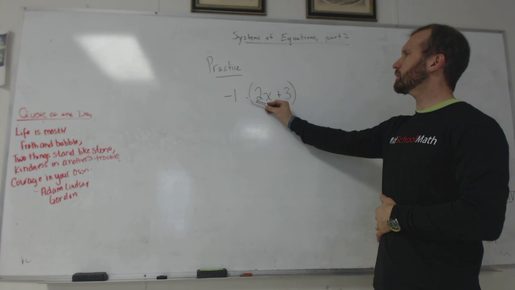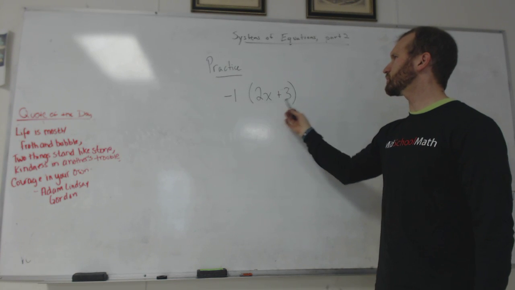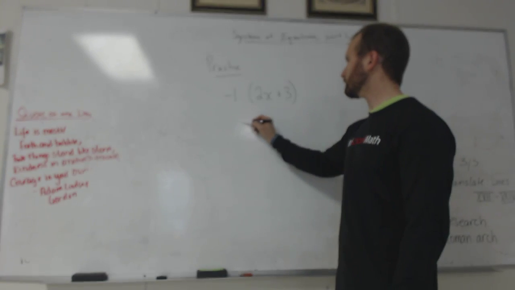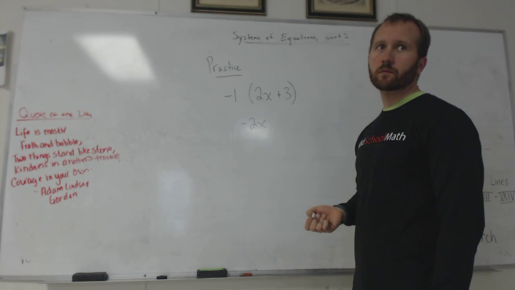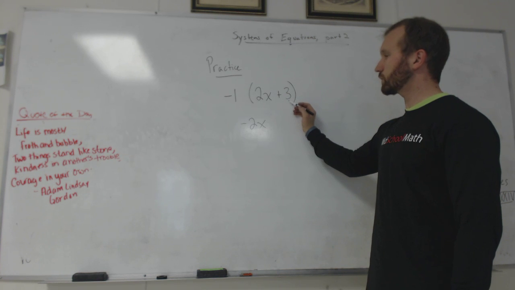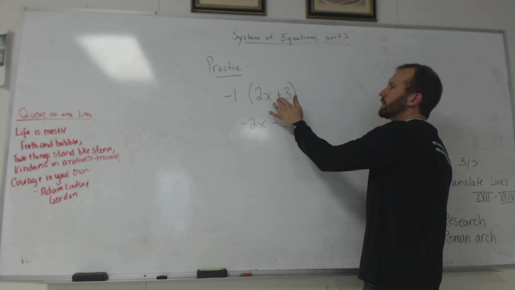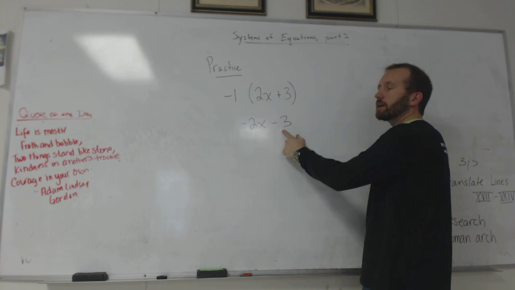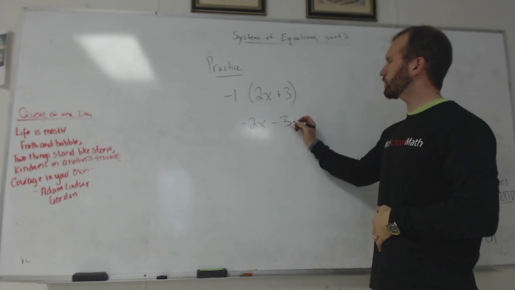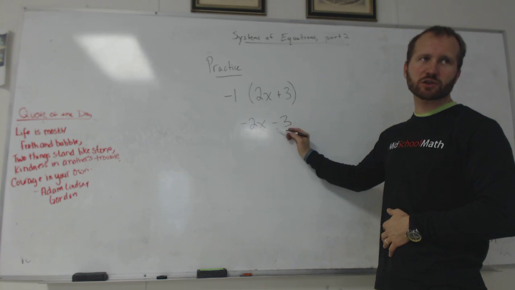So let's look at this problem. It says -1, this means times 2x plus 3. So how would we multiply -1 times 2x plus 3? What would we get? You get -2x. And then you have to multiply the -1 by 3, which would be -3. So we get -2x, and then instead of saying plus -3, I just said -3, which is the same thing, right? I could have written -2x plus -3, but it's a little faster and simpler to just change the plus to a minus.